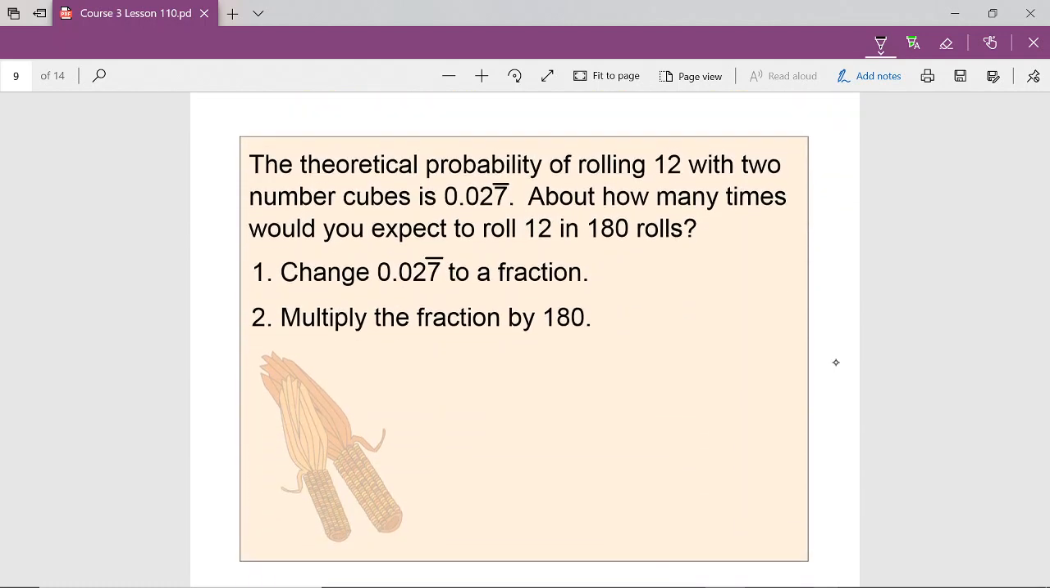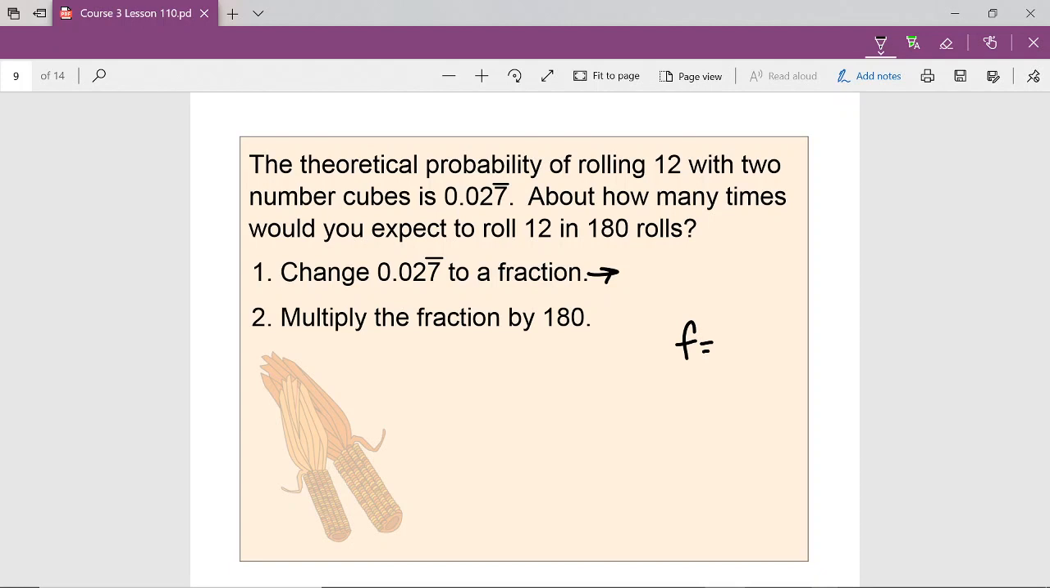All right, now with probabilities, this can definitely come up, and we use them to predict what might happen in the future. So if I have the probability of rolling a 12, the sum of 12 with two number cubes, that is 0.027 repeating. About how many times would we expect to get a sum of 12 to come up with 180 rolls? First, we need to change this to a fraction, so we use our method.